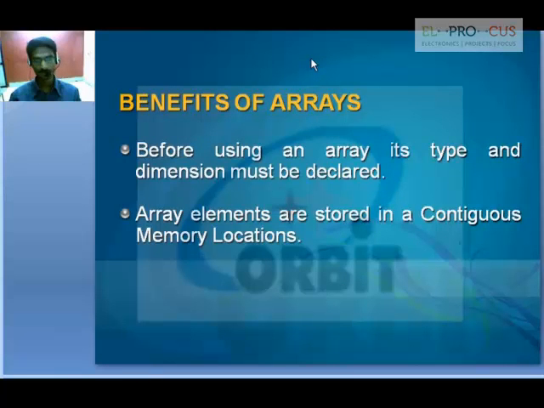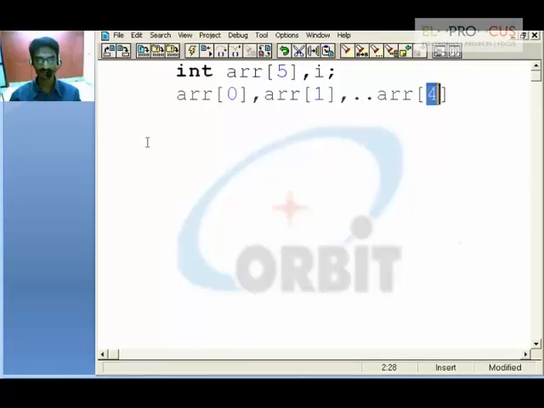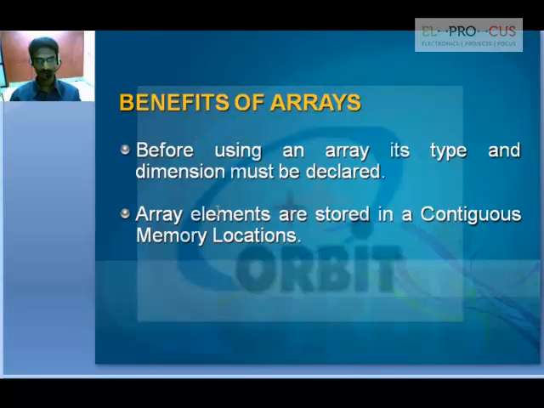Benefits of array. Before using an array, its type and dimension must be declared. As I said, its type and dimension, without which compiler won't allow. Array elements are stored in contiguous memory locations. This we can see with the help of pointers, but before that we'll go for normal programming with arrays.